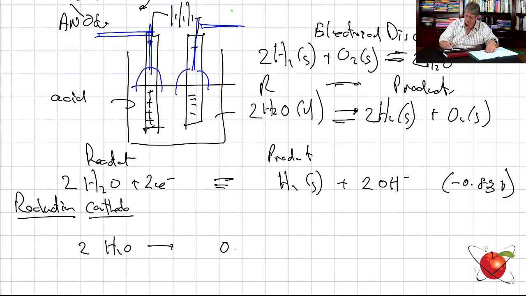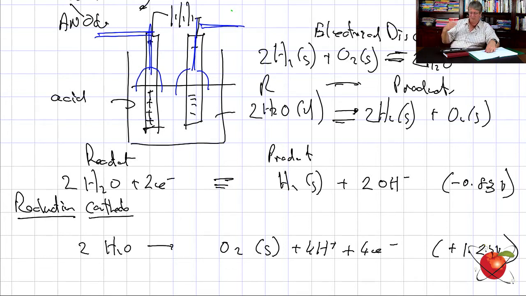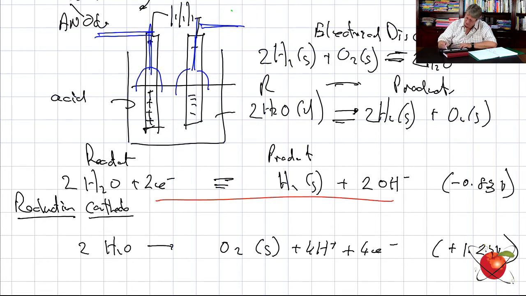2H2O going to O2 gas plus 4H plus plus 4 electrons. That is at plus 1.23 volts. Okay, stop me at this point and find those two. If you've got them, what I recommend to students is when you start this section, find these two here as step one. All right, find them.